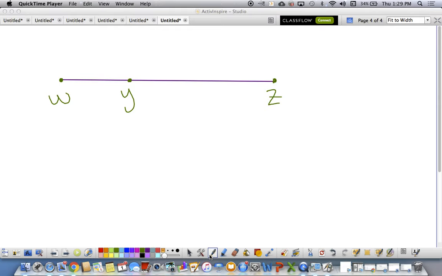Is it WY? WY is a segment. Paxton, is there another one? W to Z. Is there another one? Y to Z. We can say all of those with reverse letters, and they're the same. Okay, those are all correct.